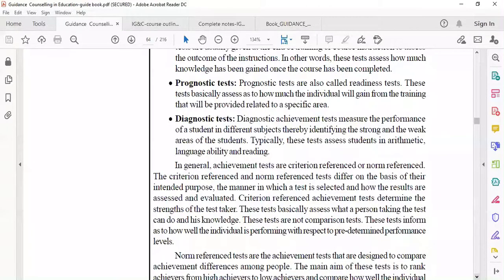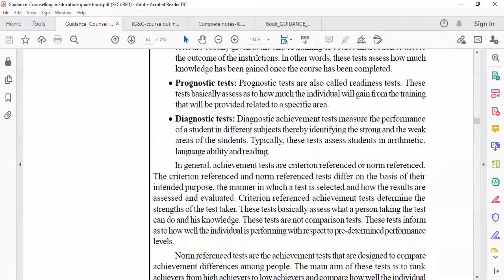Formative assessment is very important in education because summative assessment is based on formative assessment. If a student is good in formative assessment, there is a higher chance that he will perform better in summative assessment as well. Now there are other tests also.